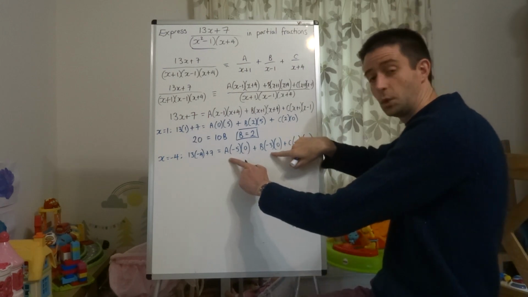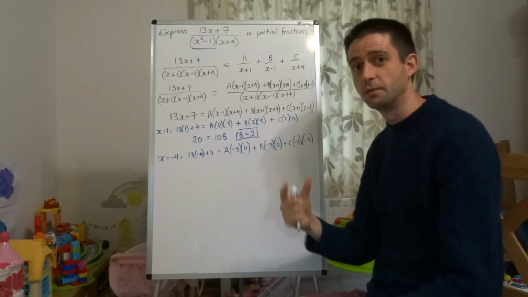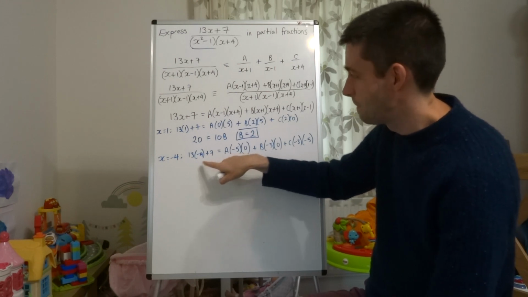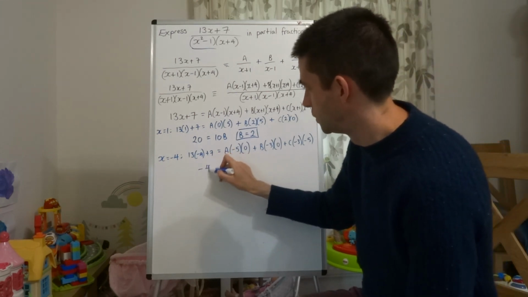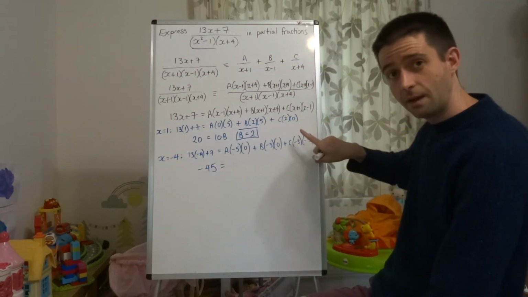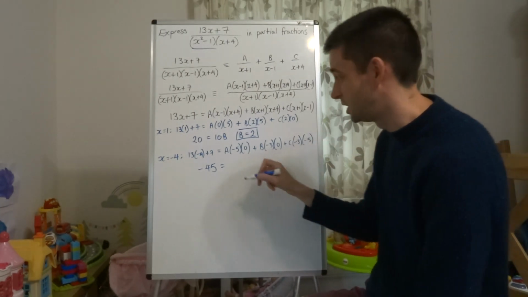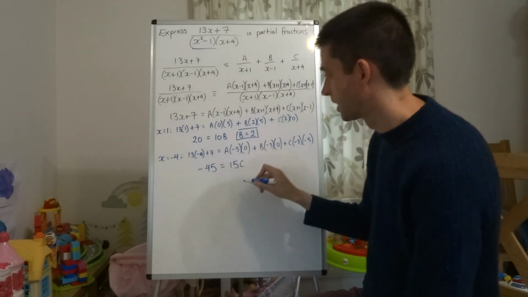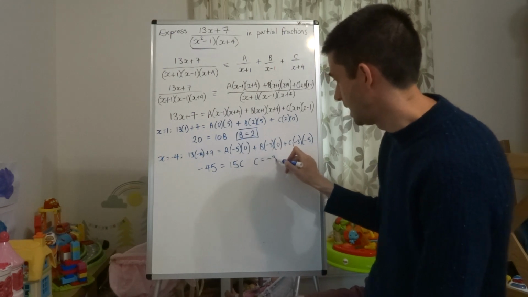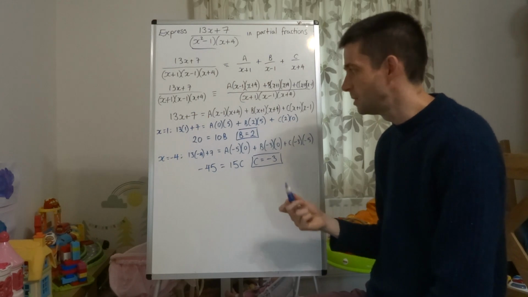So again, we can see two of the three terms on the right hand side are going to go to 0, leaving me with just one value to find. 13 lots of negative 4, negative 52, plus 7 is negative 45. Now, just be careful here with the sign of c. Negative 3 times negative 5, so it's positive 15c. So dividing negative 45 by 15, that means that c is negative 3. We'll talk about how to put that in the answer in a moment.